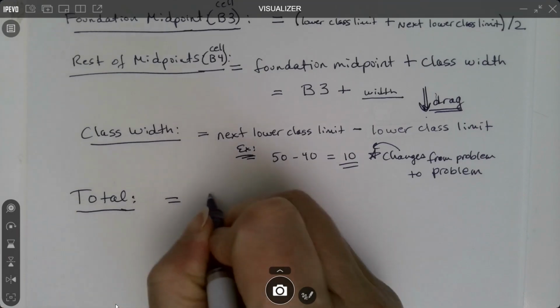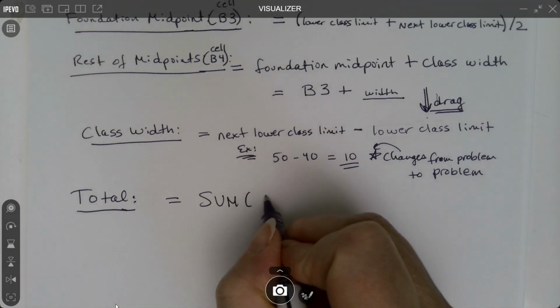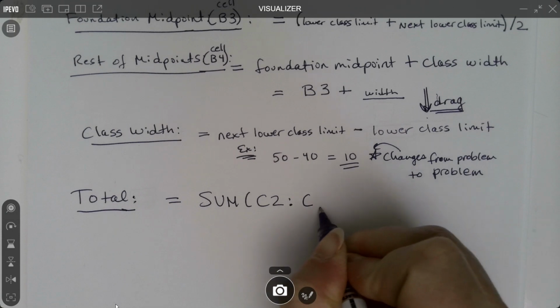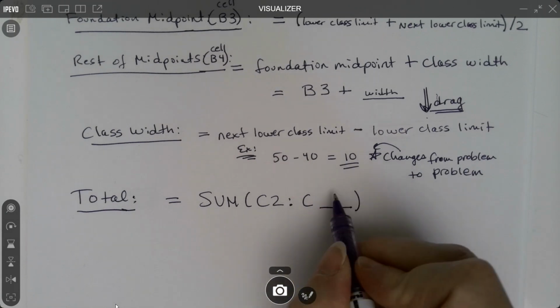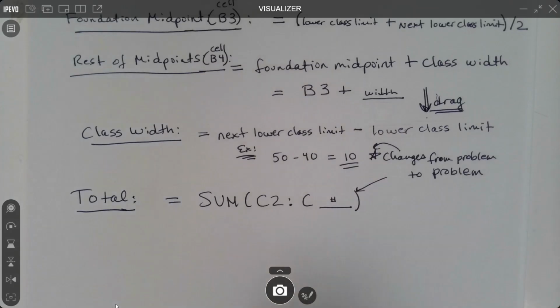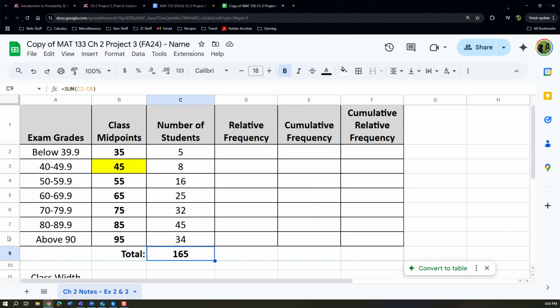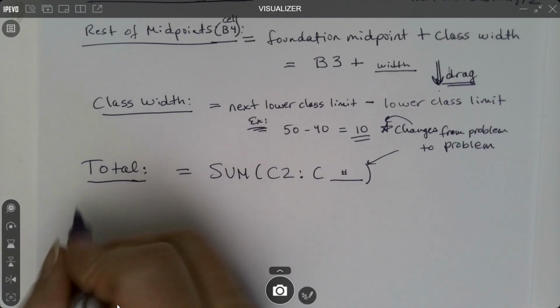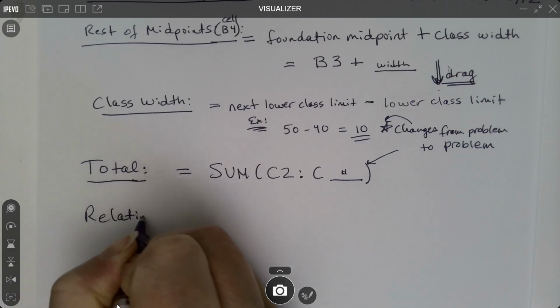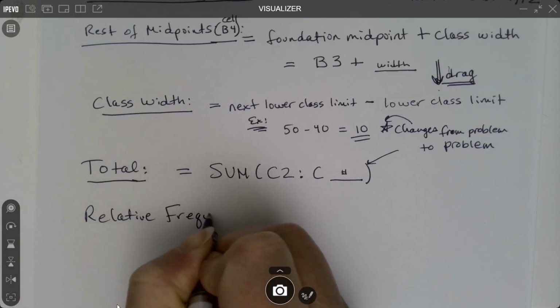It's equals sum, and it'll be C2 to C something, right? And that number will change from problem to problem. I'm going to put a little arrow on that because it changes. This particular problem, it only went to C8 because the last row was 8. But of course, if the table's larger, it'll be a bigger number, right? So it'll be C2 to C something.